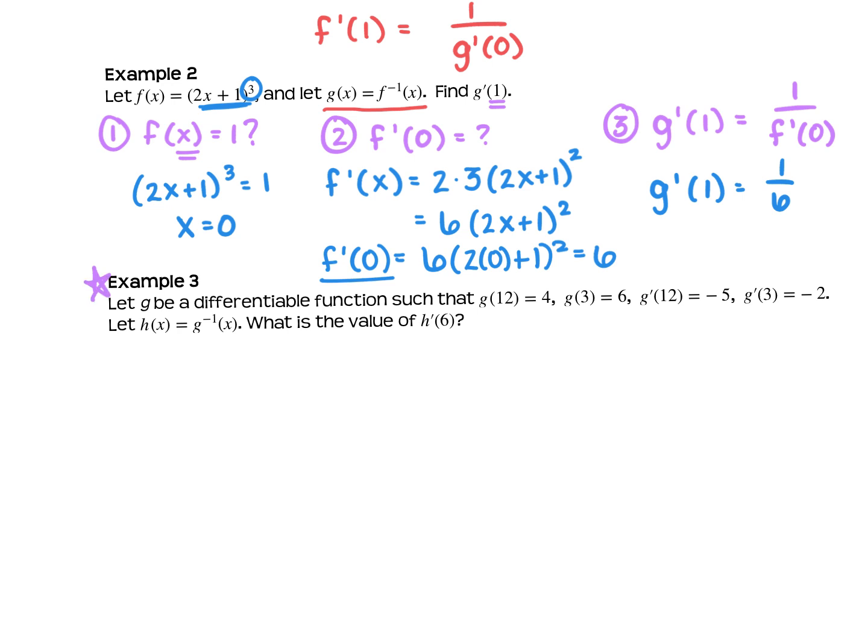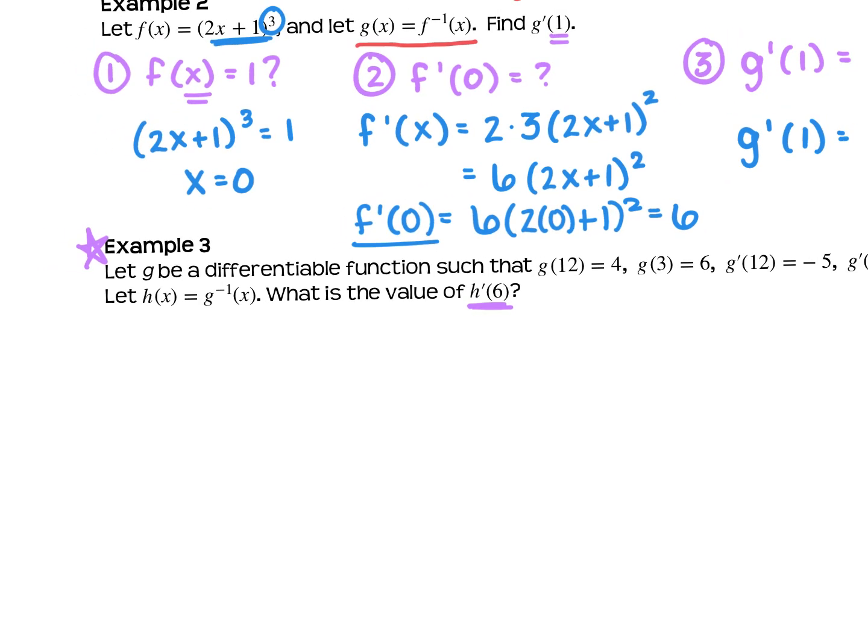Okay, so I want you to just look. They've given you a bunch of information about g. They haven't told you anything about h. They're only talking about g. Yet somehow they're asking you to find a derivative of the h function when we know nothing about h, right?